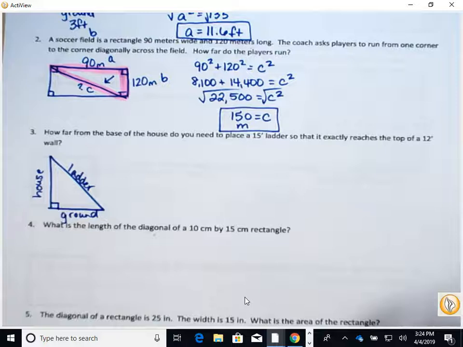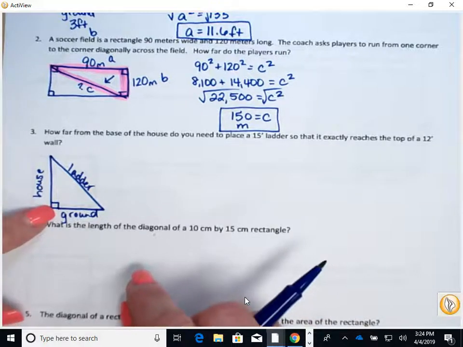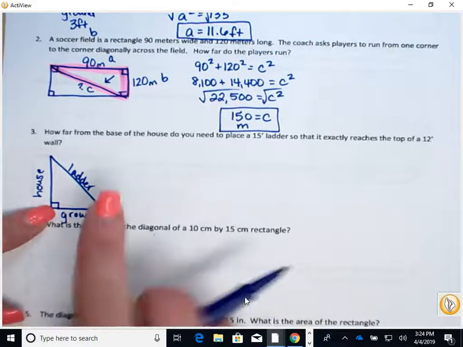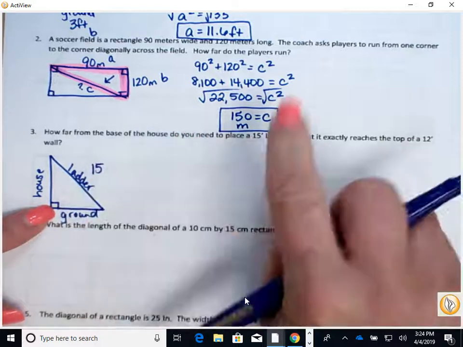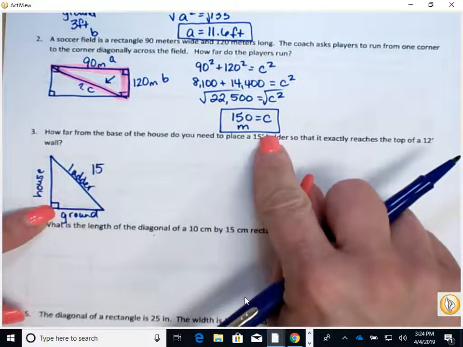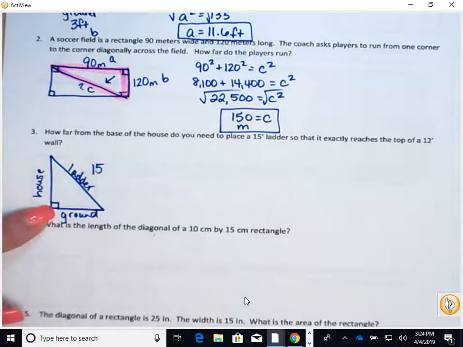So they want to know how far from the base of the house, so that's the bottom of the house, do you need to place a 15-foot ladder? So our ladder is 15 feet. That's what that little symbol means.